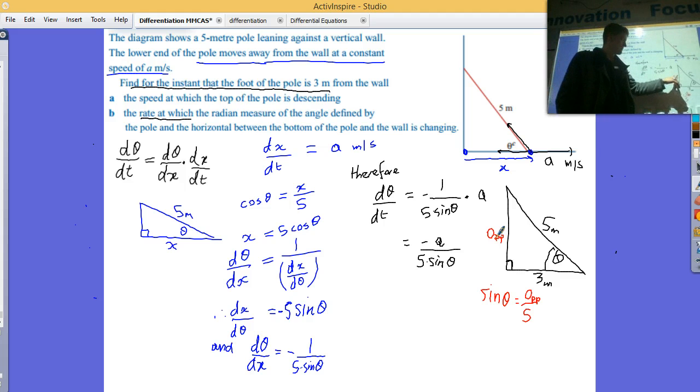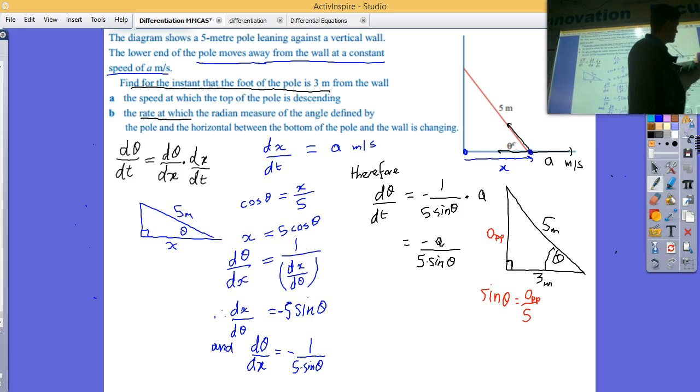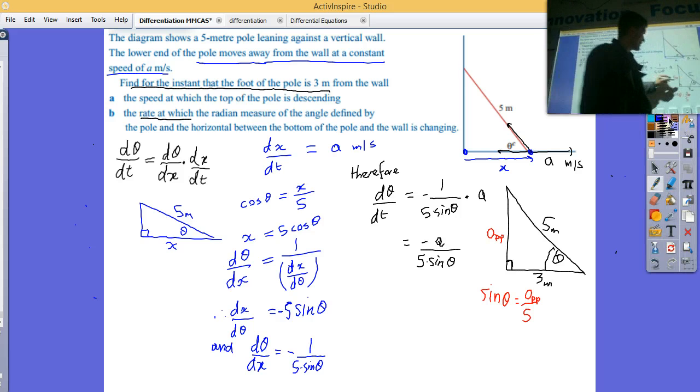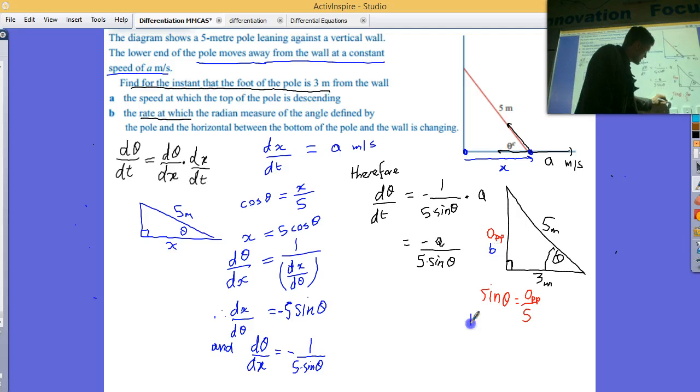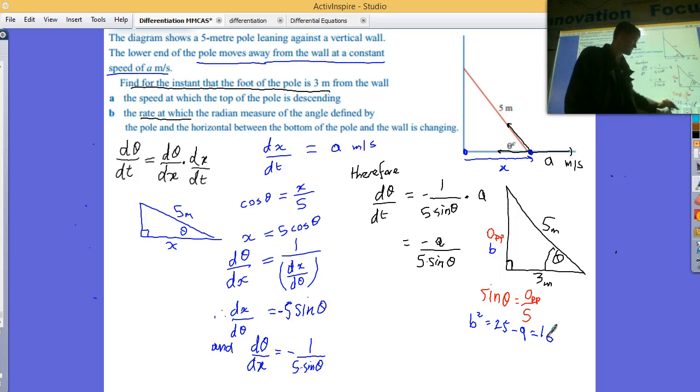How am I going to get a value here? What do you think I need to do? Maybe Pythagoras theorem might come into play. Okay, so using that rule, I will have my opposite side, let's just call it b for a quick symbol. I'll have b squared will be c squared, 5 squared is 25, minus this side squared, which is 9, and that gives me 16. So b squared is equal to 16. I like that number. B must be equal to 4.